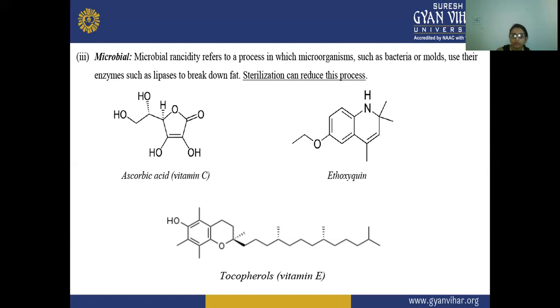This is the structure of vitamin C. This is the structure of vitamin E, that is tocopherol. This is ascorbic acid. This is a tocopherol.